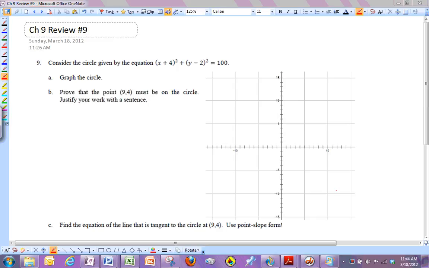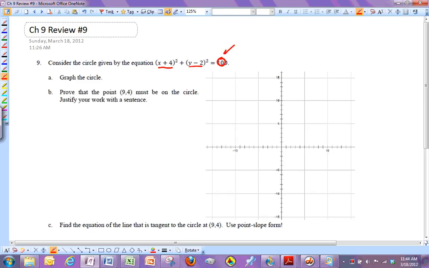Okay, next one, Chapter 9, Review number 9. So let's see. Again, we're given the circle. Remember, the way to figure out where the circle's centered is to pretend that this side is actually 0 over here. And we want to figure out what makes these parentheses each equal 0.